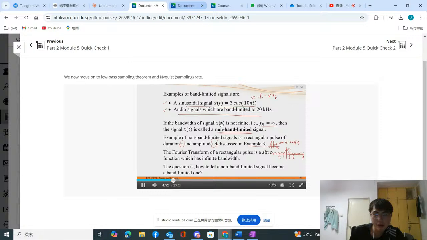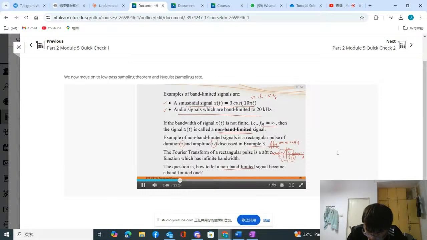So the question is, how can we convert a non-band limited signal to become a band limited signal? Of course, one effective way is to pass this non-band limited signal, in this case the rectangular pulse, through a low-pass filter. If I choose my low-pass filter to have a cutoff frequency at 2 over tau here, then you find that this part of the spectrum will be rejected by the low-pass filter. So you end up with only this band limited spectrum, with a bandwidth given by 2 over tau. This is an effective way, by passing it through a low-pass filter.